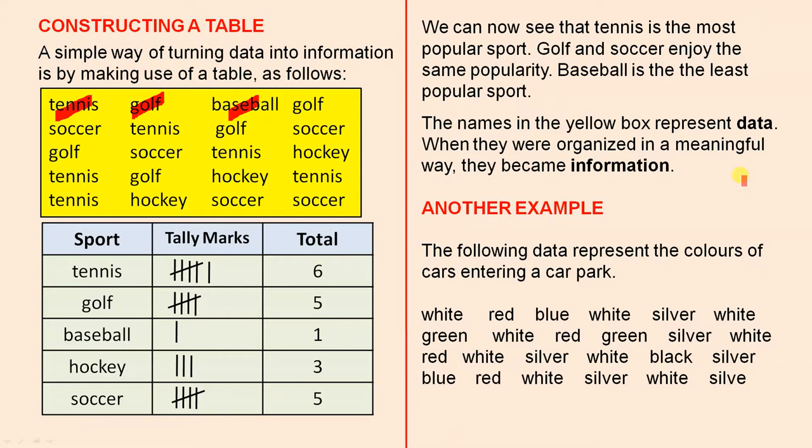The names in the yellow box represent data. When they are organised in a meaningful way, they become information. So it's very important to know the difference between those two words.